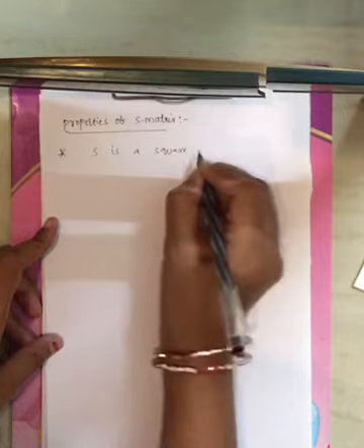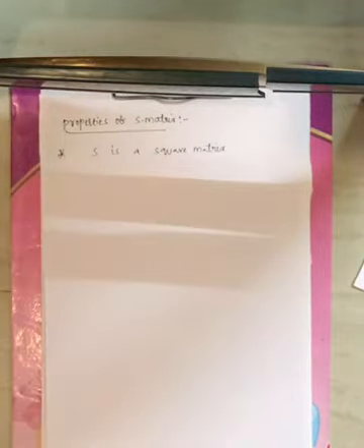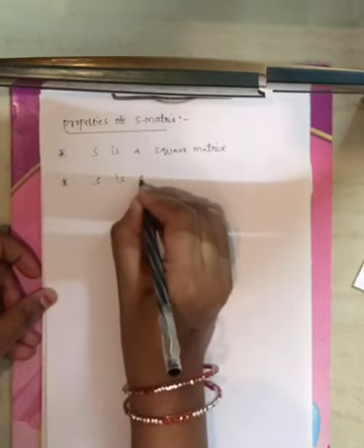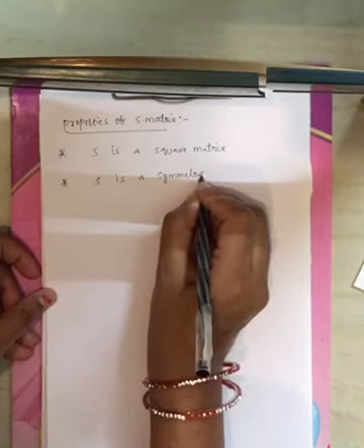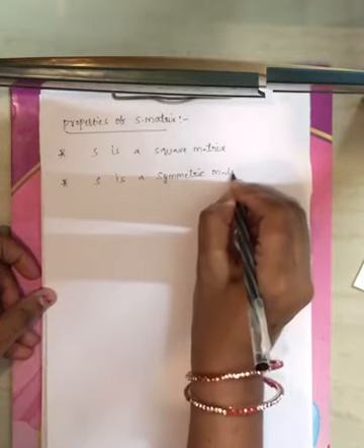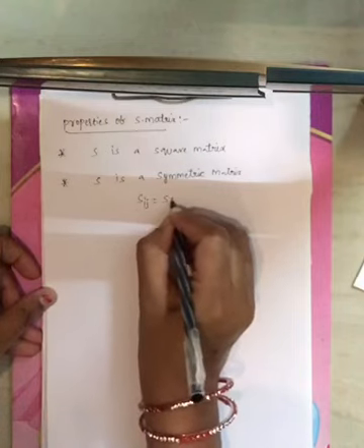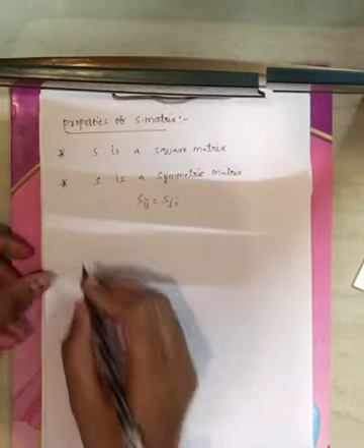If you see the S matrix, it is of order n by n. The first property of S matrix is that it is a square matrix, and the next property is that S is a symmetric matrix, where Sij equals Sji. You know the property of a symmetric matrix, where Sij equals Sji.